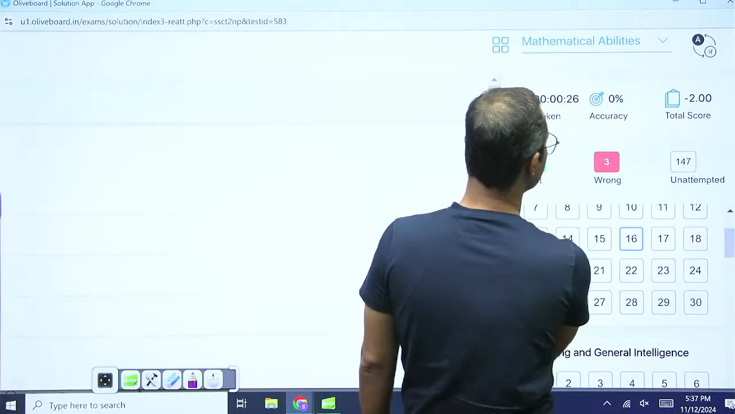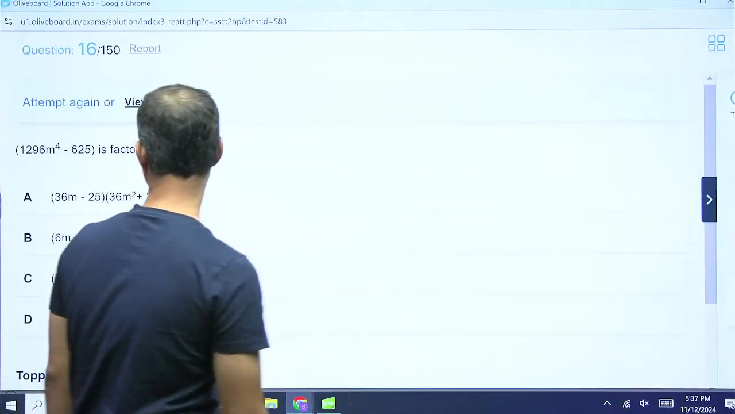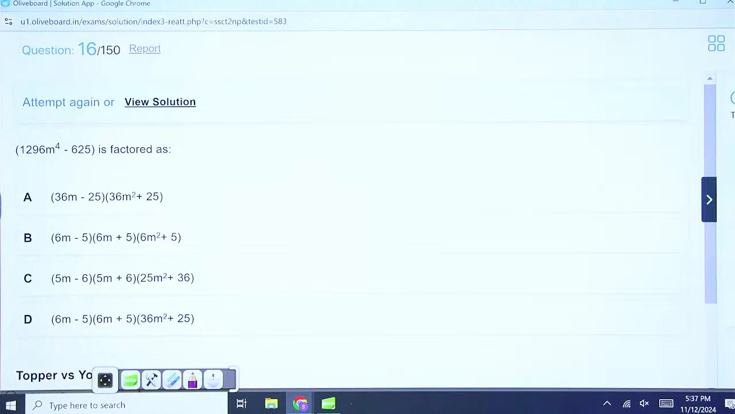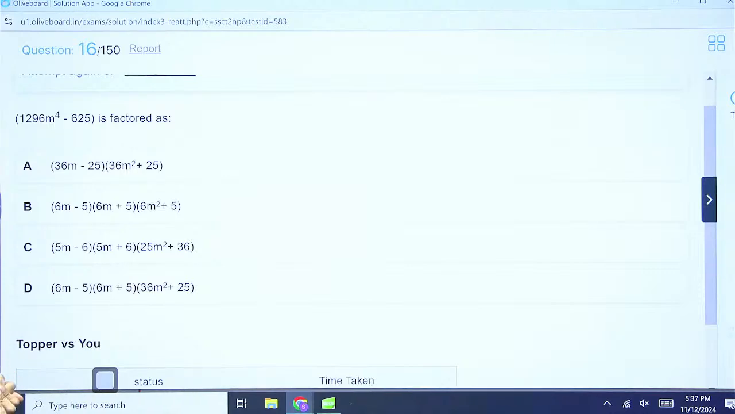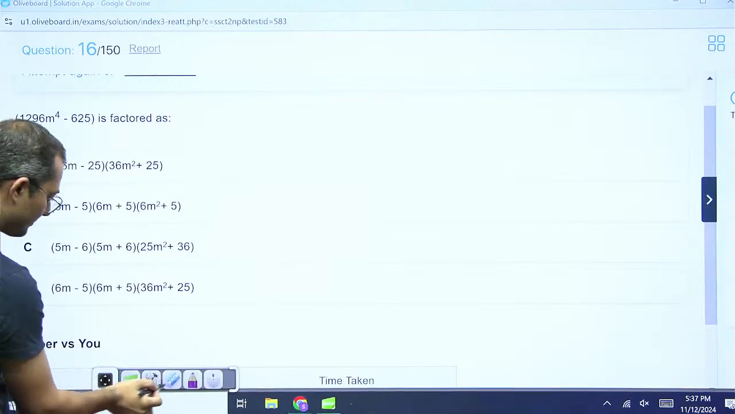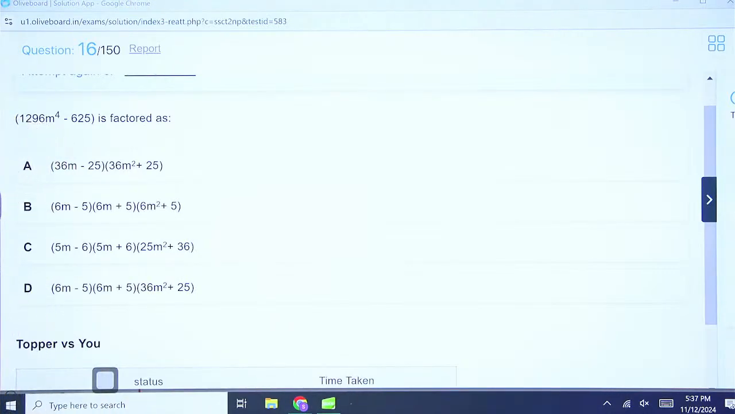So moving to next question. Tell me what is the answer for this question. Yes, please. See, so we can say this is equal to how much? By option we can say that A minus B, A plus B, right?